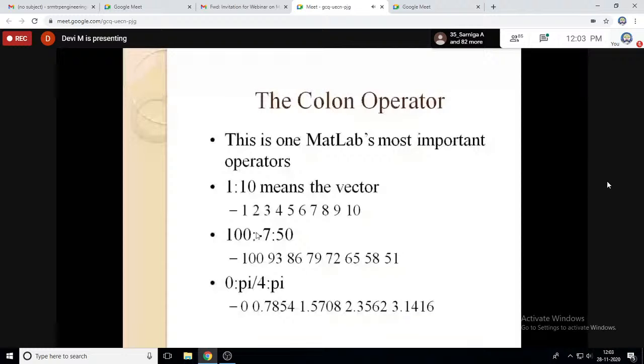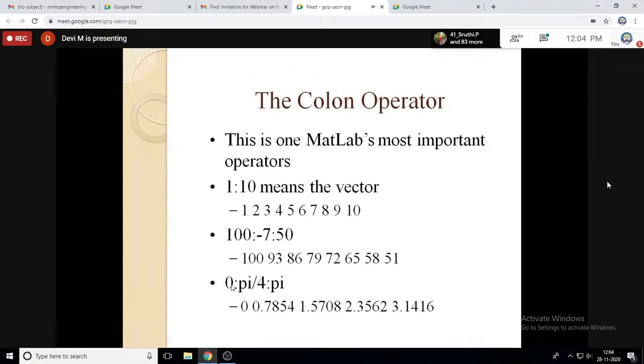If it is taken as 1 colon 10, which means start at 1, end at 10. So take the values from 1 to 10. If you are giving 100 colon minus 7 colon 50, start at 100, end at 50, decrement by minus 7. So it starts at 100, 100 minus 7 is 93, 93 minus 7 is 86. It goes on and displays up to 50. Here I have shown the decrement.